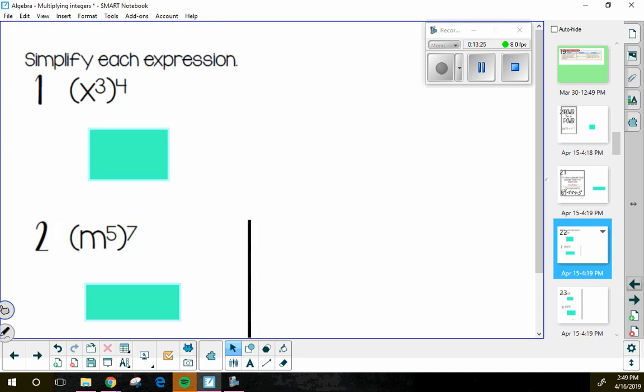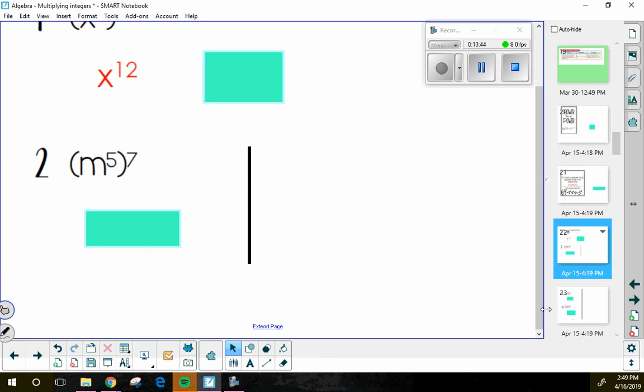So on this one, I have a power to the power. I have x to the third, times 4. So we're just going to multiply these, and that's going to be x to the 12th. And this next one, if I were to multiply that, it would be m to the 5th times m to the 5th times m to the 5th times m to the 5th, 7 times. And that would give me m multiplied by itself 35 times.